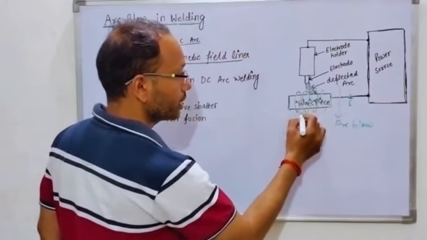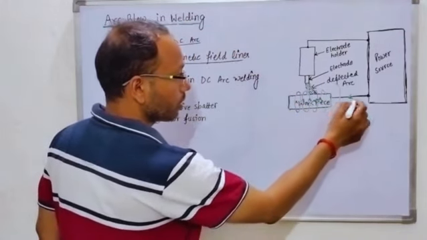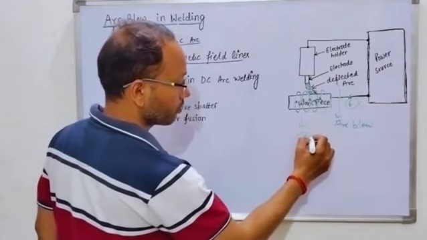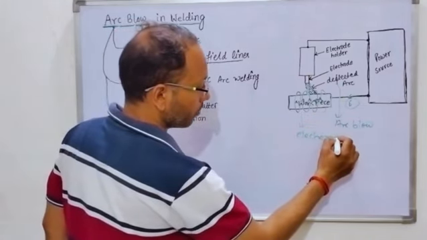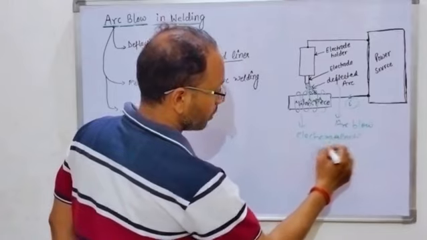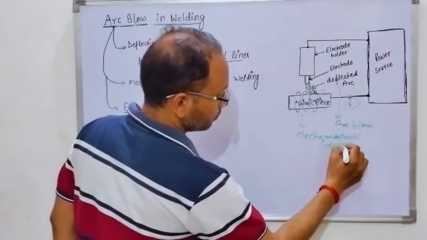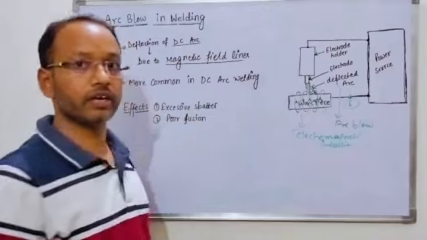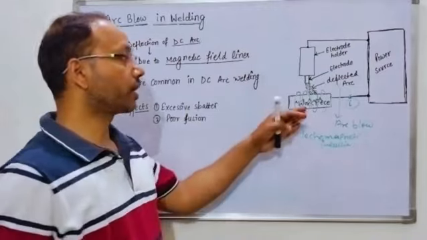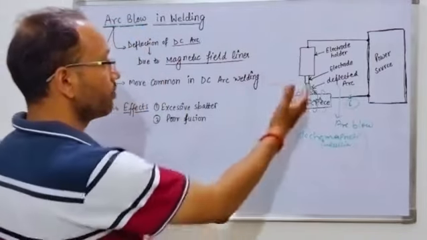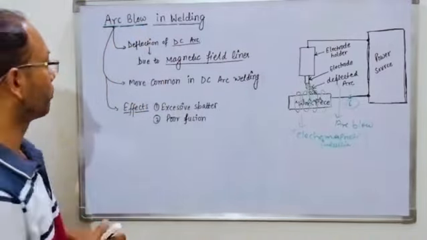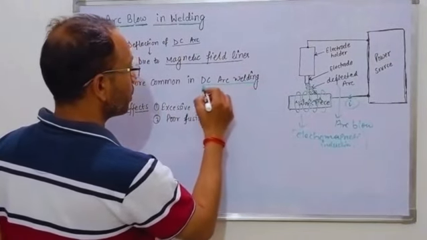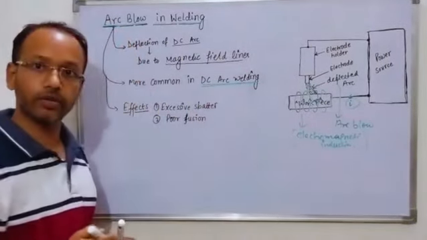These magnetic lines are developed due to the current, through electromagnetic induction. Due to Faraday's law of electromagnetic induction, these magnetic lines will be developed. This will deviate the arc. Okay. This phenomenon happens more commonly in DC arc welding.